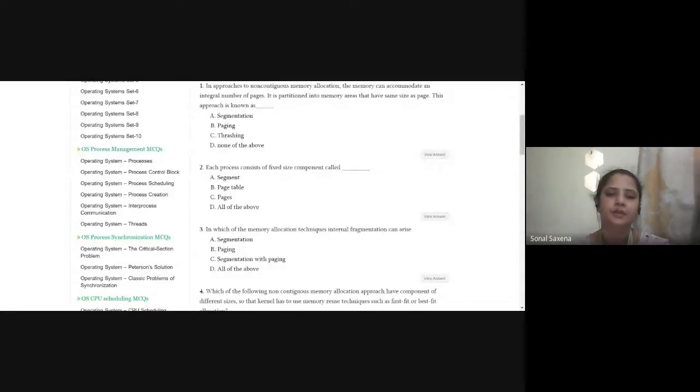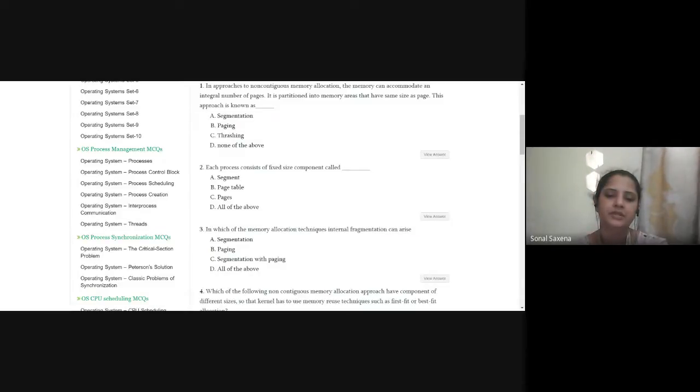These are the questions we have. Question number one says, in approaches to non-contiguous memory allocation, the memory can accommodate an integral number of pages. It is partitioned into memory areas that have the same size as a page. So this approach is known as what? Second question is, each process consists of fixed size components called segment, page table, pages, or all of the above.